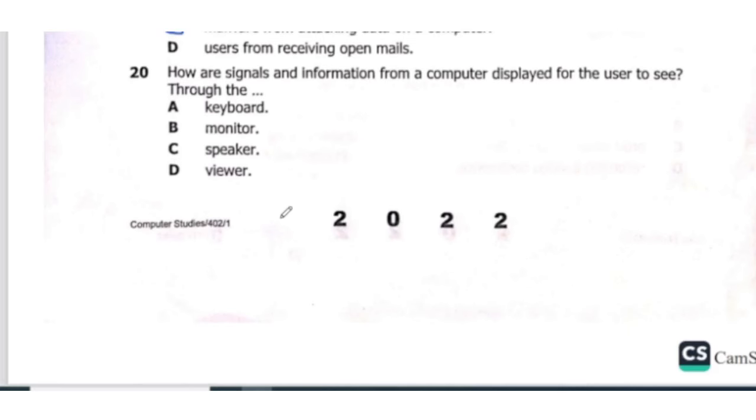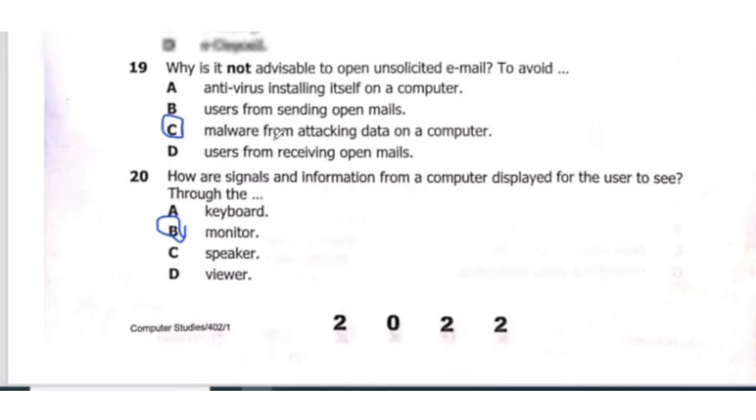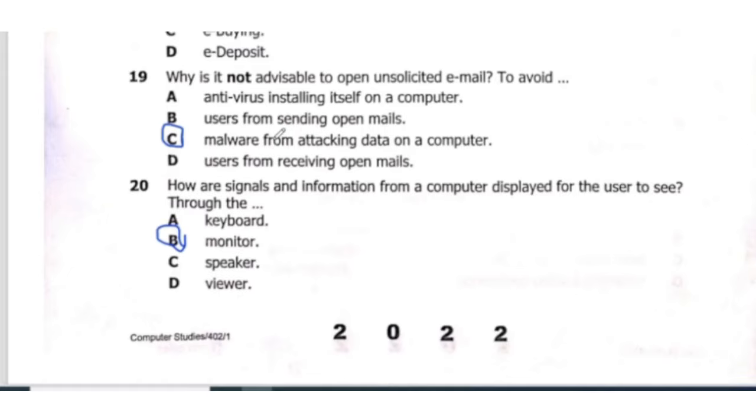Okay, so question number 20. How are signals and information from a computer displayed for the user to see? Okay, so A, keyboard, no. B, monitor is correct. We see information and signals, whatever we're doing on the computer, through the monitor. Speaker, no. Viewer, no. Basically these were the answers for section A, which had 20 questions.